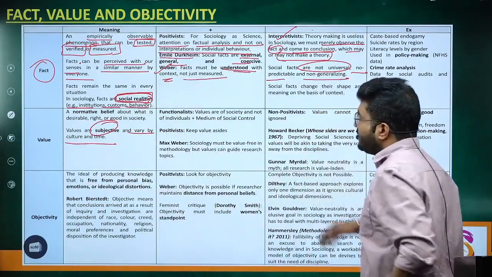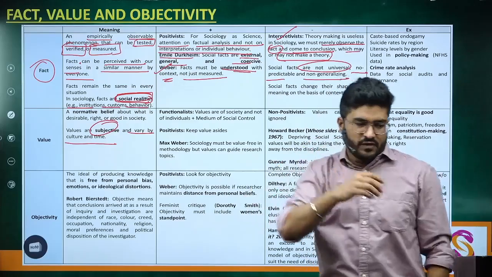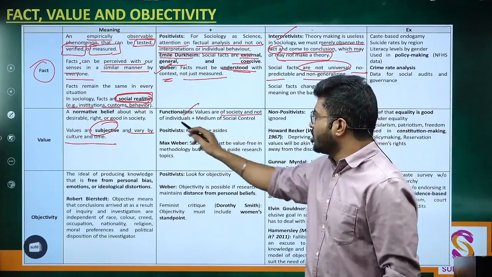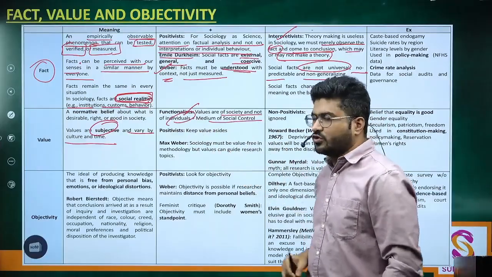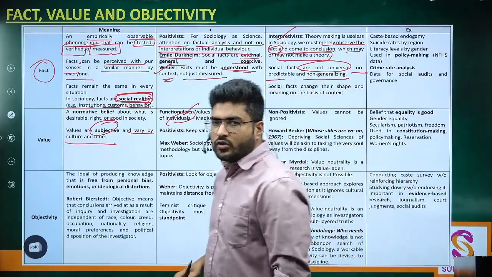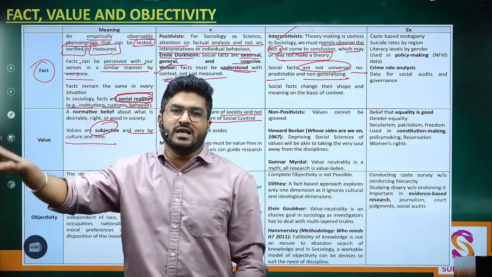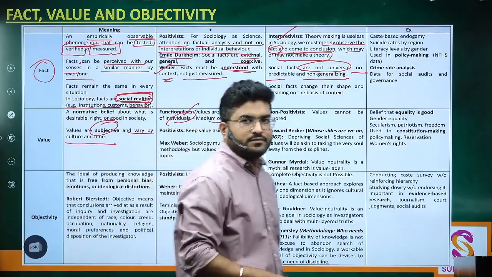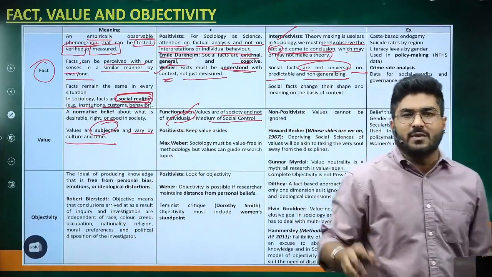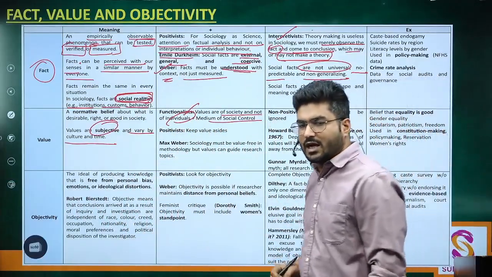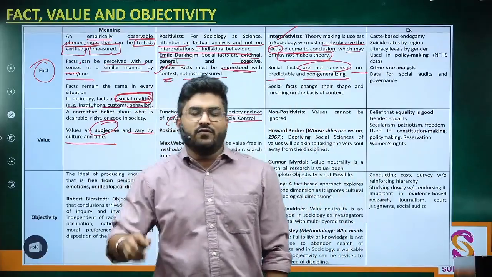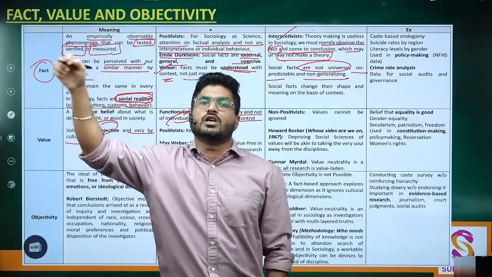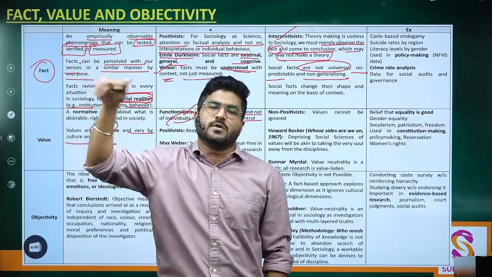Then for the positivist school of thought, basically functionalist, values are of society and not of the individual. They are a medium of social control. So whatever values we see in the society, they are not of the individual but of society. Okay, for example, Talcott Parsons says, Emile Durkheim says that if a particular person is reacting in this particular manner, this is because of the socialization which he has gone through.